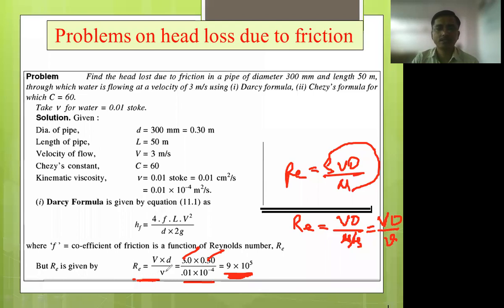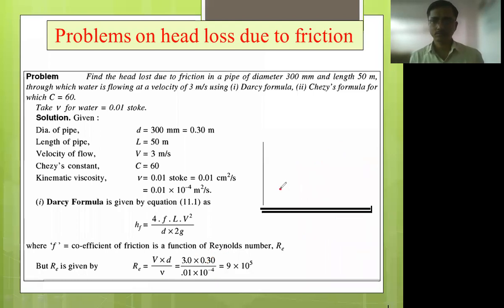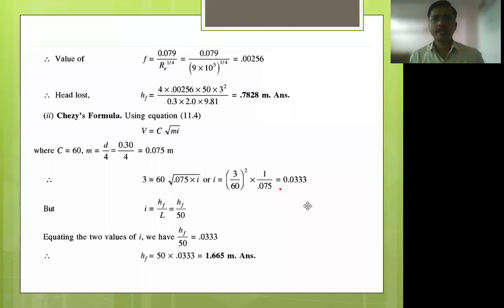Then after finding this Reynolds number, find the value of f. Use this formula: f is equal to 0.079 divided by Re raised to 1 by 4. Then you will get the value of f.